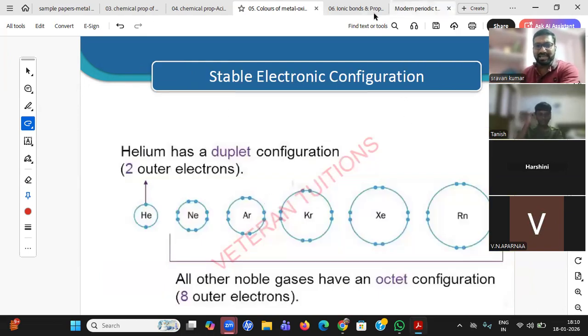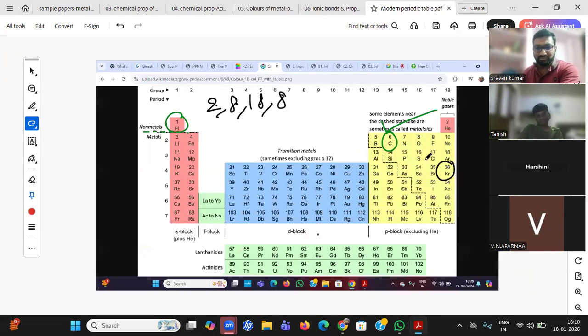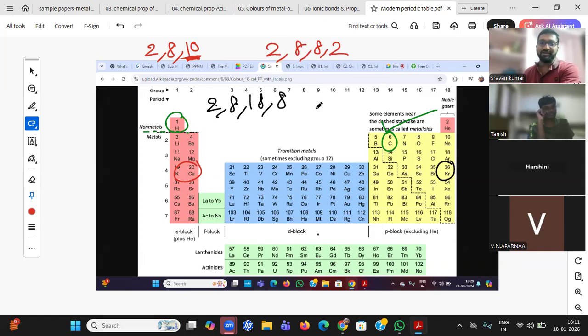Suppose if you are taking calcium, student, let me take calcium. Where is calcium? Here, 20. So 2 comma 8 comma how much should it be, student? 2 comma 8 comma 10 it should be. But is 10 possible? No. 2 comma 8 comma 2 it will be. Why, sir? The outermost orbit cannot hold more than 8 electrons.